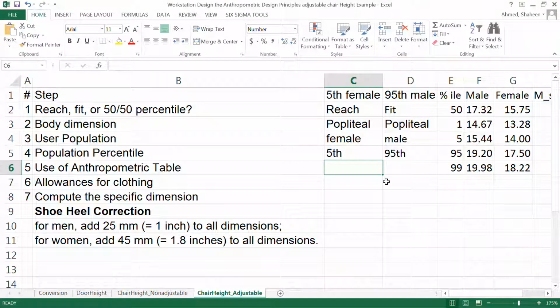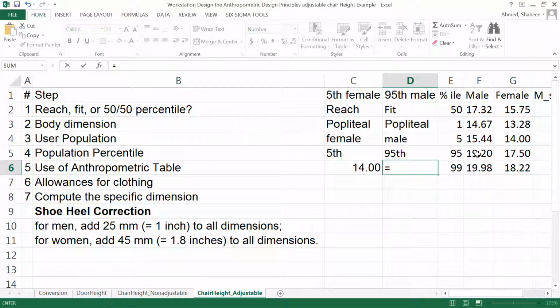Anthropometric table, I already converted the data. You can watch that video. I have produced a video on how to convert any dimension to any percentile value. I believe that's the second video on OpenEducator.com after the 7-step process. So this is the female fifth percentile value, and then this is what we have calculated for 95th percentile male.